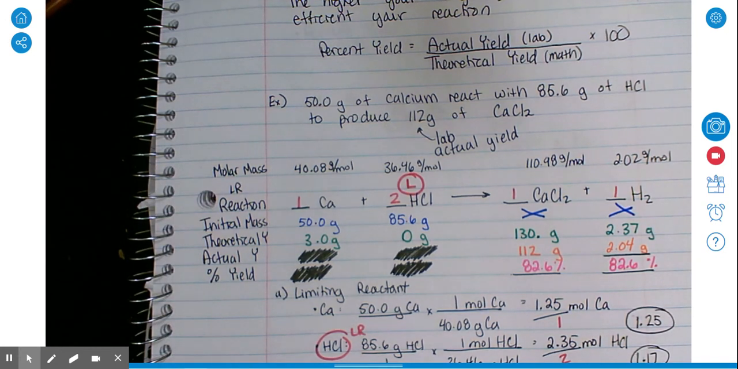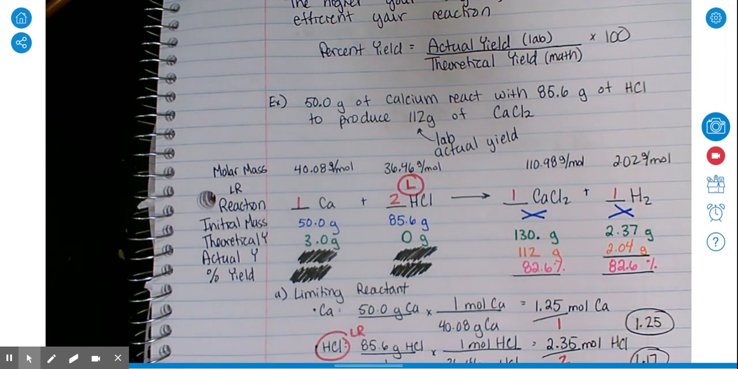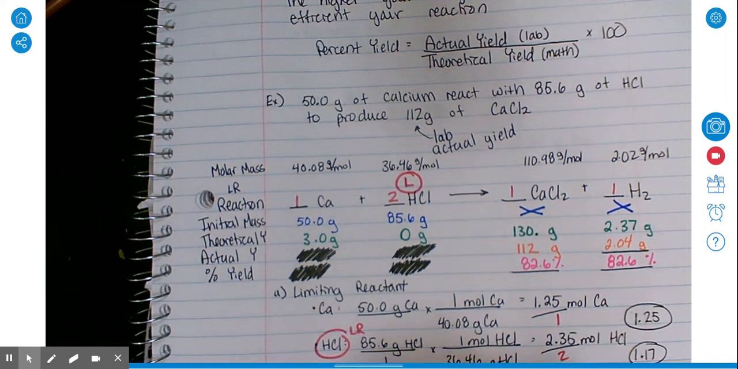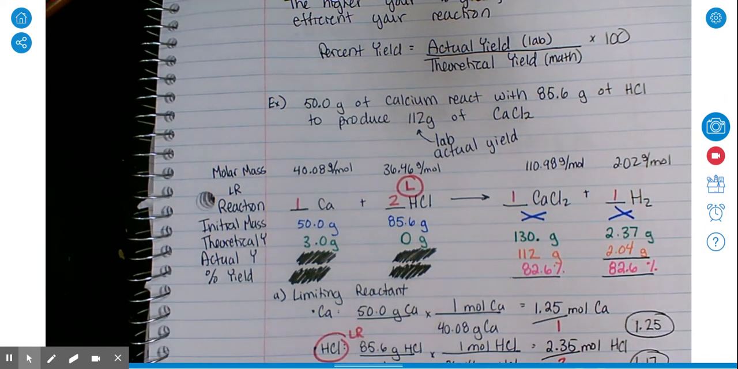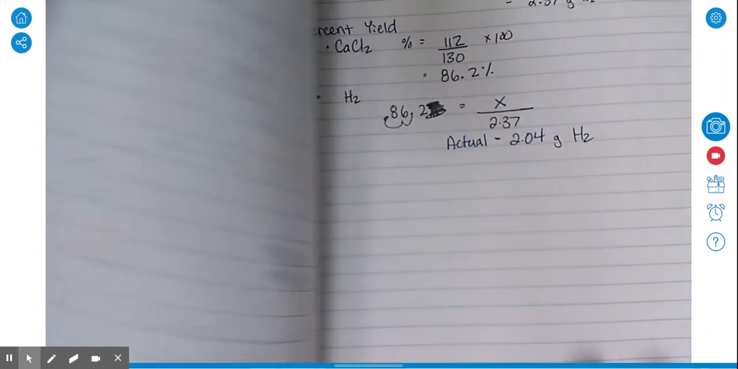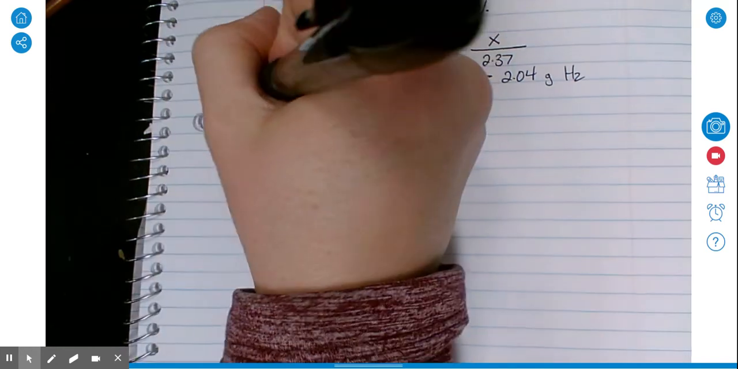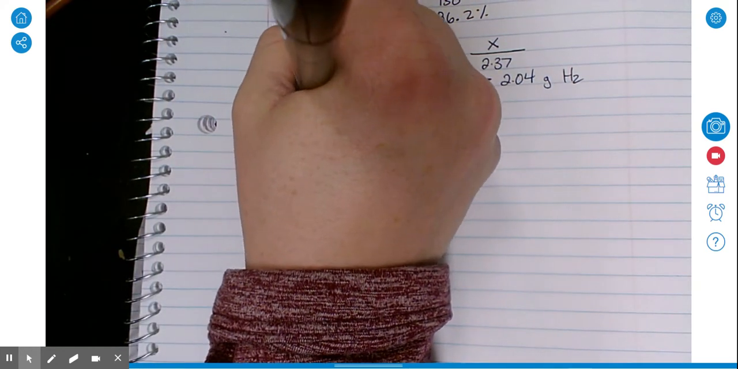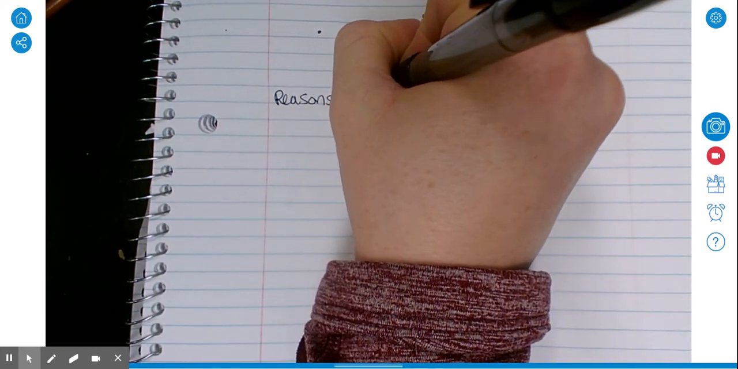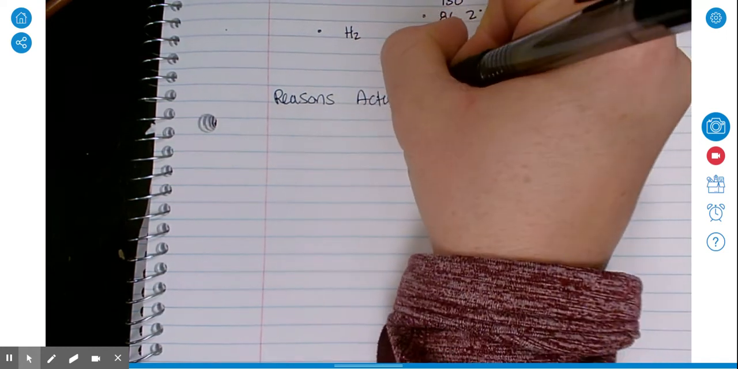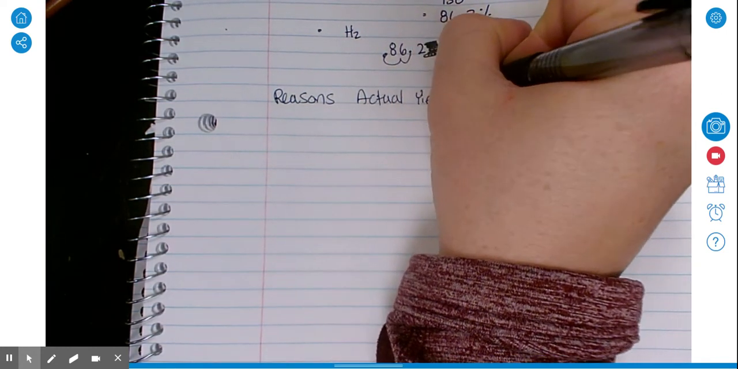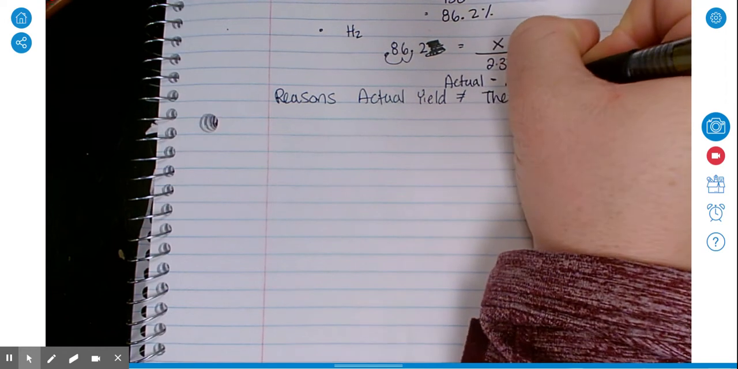Last thing I want to go over is why. Why is the theoretical not almost ever the same as your actual? So why do we not get perfect chemical reactions? So, reasons the actual yield is not equal to the theoretical yield.